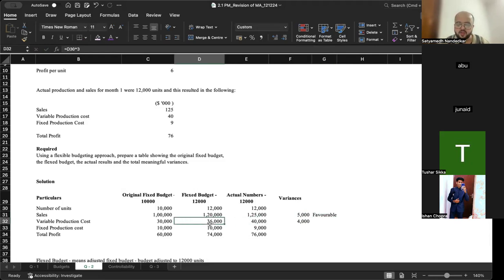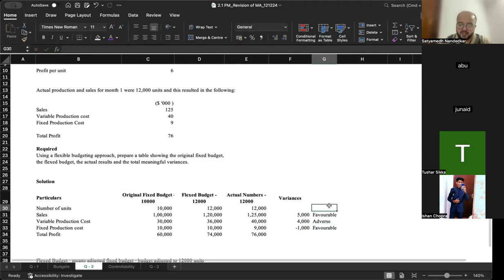Now your actual variable cost is 40,000. Your budgeted variable cost is 36,000. You have spent more than what you were allowed to. So it is an adverse variance. And fixed production cost, you were allowed to spend 10,000. You ended up spending 9,000. So again, this is favorable.